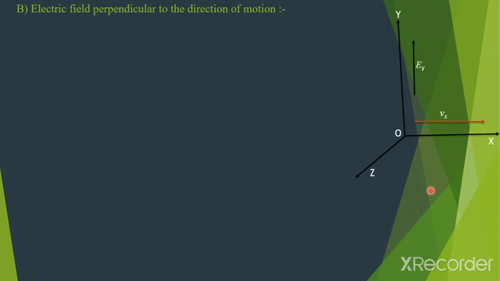Today's topic is electric field perpendicular to the direction of motion, and this is a subtopic of a charged particle placed in a constant electric field. In the previous lecture we discussed the first case, when the electric field is parallel to the direction of motion, and in this lecture we are going to discuss the electric field perpendicular to the direction of motion. So let's start now.